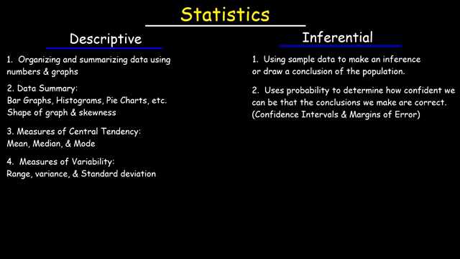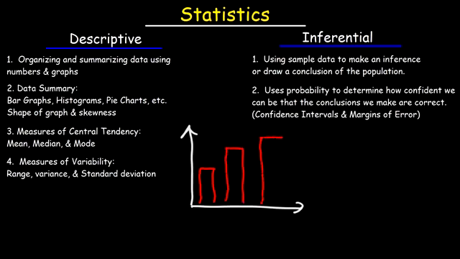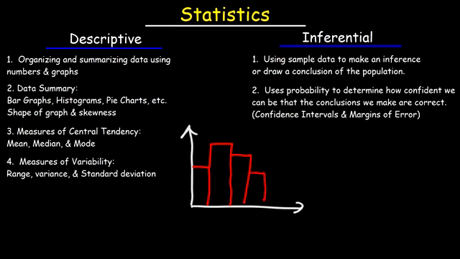In descriptive statistics, you're basically organizing and summarizing data using numbers and graphs. For instance, you could summarize your data using a bar graph, which looks like this. Many of you have seen this in middle school or high school. You could even organize your data into a histogram. A histogram looks like a bar graph, but the bars are basically attached to each other. So that's the difference between a histogram and a bar graph.